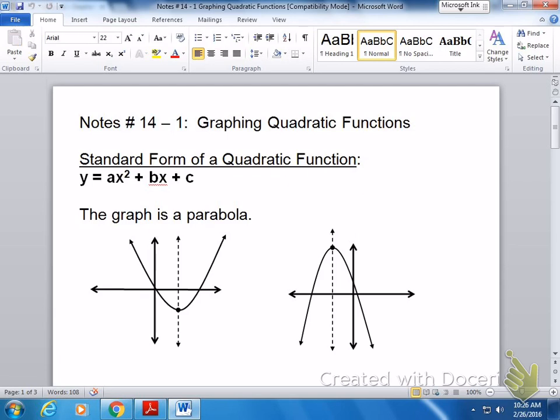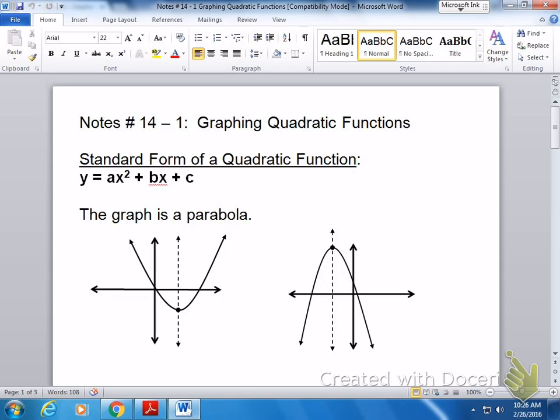So when we're graphing quadratics, first we have to put it in the standard form of a quadratic function, which we're fairly comfortable with, ax squared plus bx plus c. Once it's in that position, we can find out all our important points. But if you don't write it in that form, then you're going to mess it up.